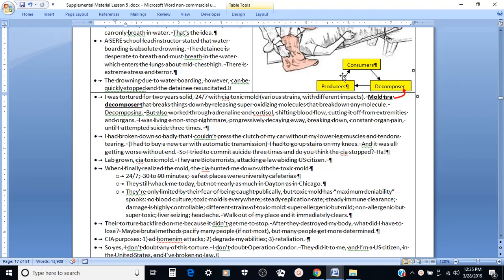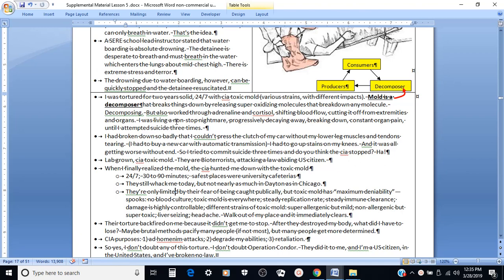So here's the scenario I said before. You have producers, which absorb light, plants, whatever, right, algae. You have consumers that eat that as a form of energy, right, and they use that to build their bodies, right? We're consumers, right? And then you have decomposers. So after animals die, to recycle all the nutrients, you have decomposers break you down. Well, what if you have a decomposer breaking you down while you're alive, right? That just messes you up.